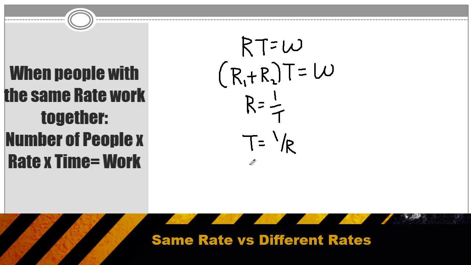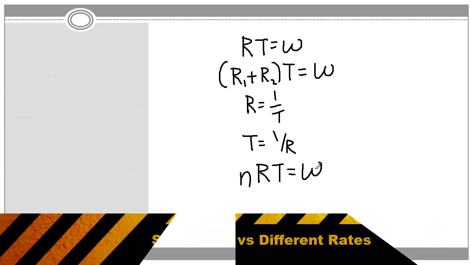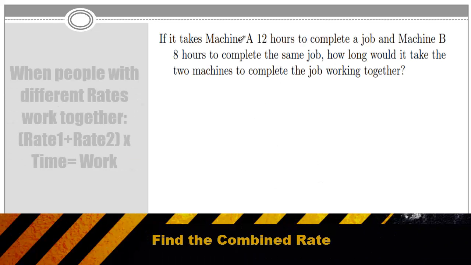There's one more equation that's less common but still appears, and that's when you have many machines and many people working, but they all have the same rate. If you have machines or people with the same rate, then your equation becomes the number of people or machines you have times the rate of each machine times the time they work, and that is going to be equal to the total work being done. So let's try a few together.